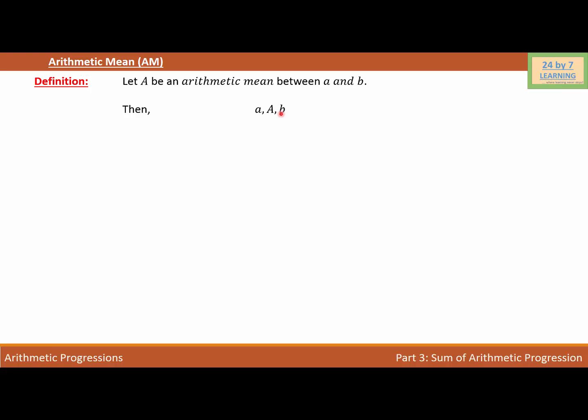So we can find the common difference, and as you know, the common difference is the difference between two consecutive terms. So the common difference is capital A minus small a, which is over here, equal to small b minus capital A, which is over here. If we simplify this expression, we get capital A is equal to small a plus small b over 2. And this is my arithmetic mean between two numbers or two terms a and b.